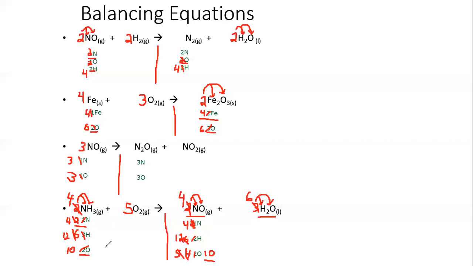So again, the only reason we doubled it was because we had an odd number of oxygen on the product side, an even number on the reactant side. There's no way you can multiply a number by a whole number to get an odd number if it's even. And so that's why we doubled everything.